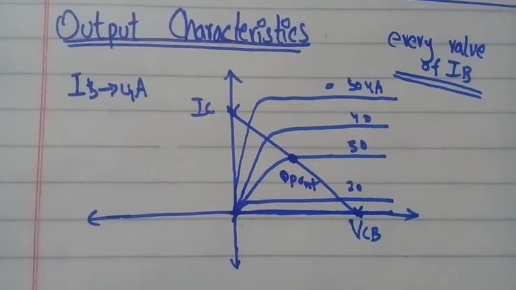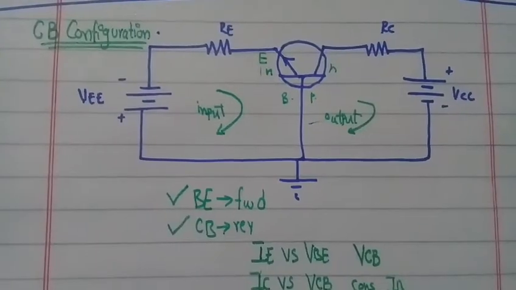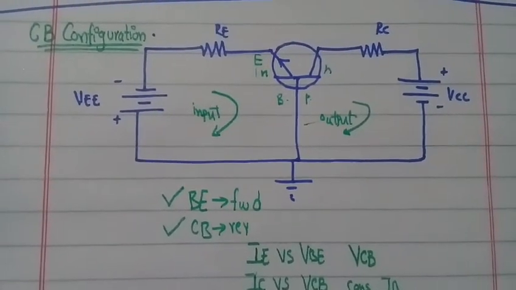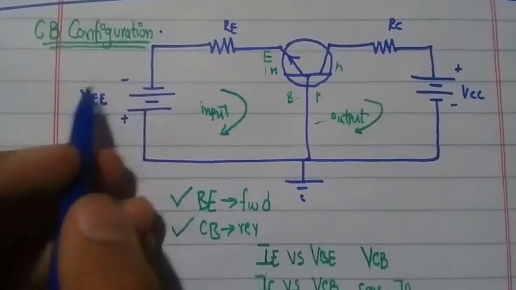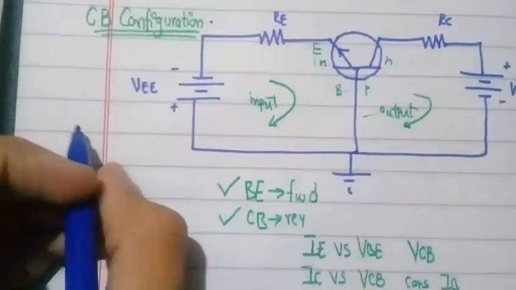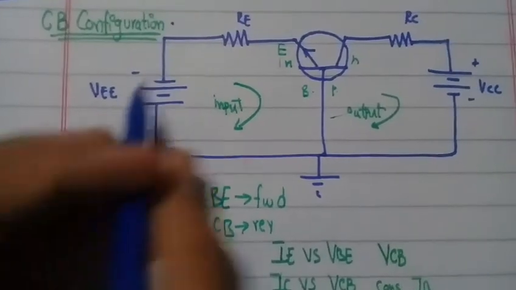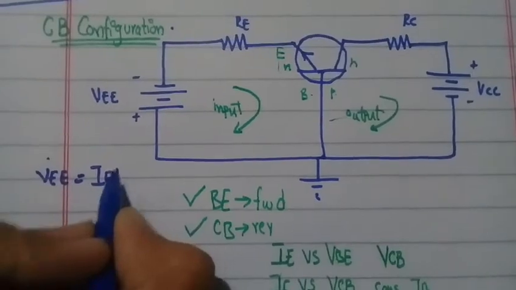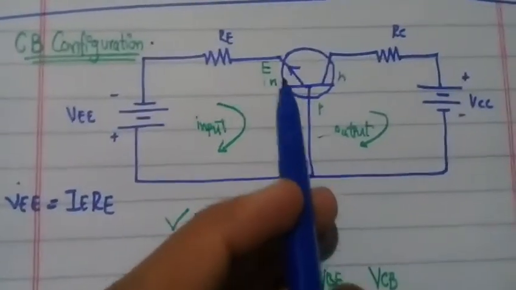Now we will move forward to the main circuit of a transistor in common base configuration. We will go back to our previous circuit of common base configuration and draw some formulas over here. In this circuit you will see the input KVL loop and the output KVL loop. We will discuss that VEE will drop over RE, which is IE into RE, plus this junction. This is the base-emitter junction, which will be 0.7 volts.